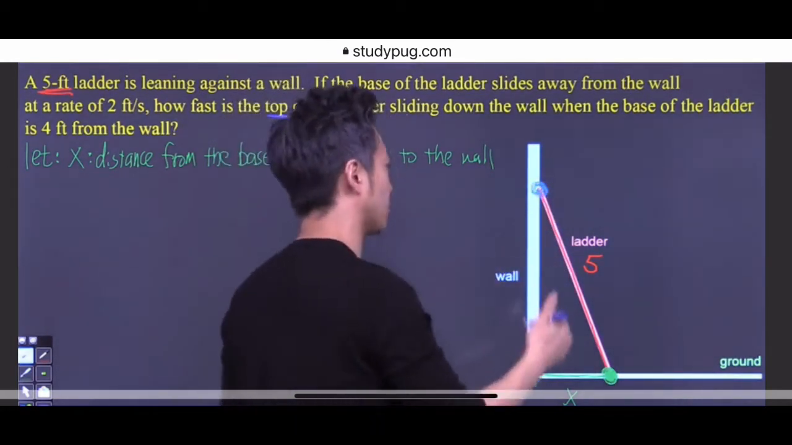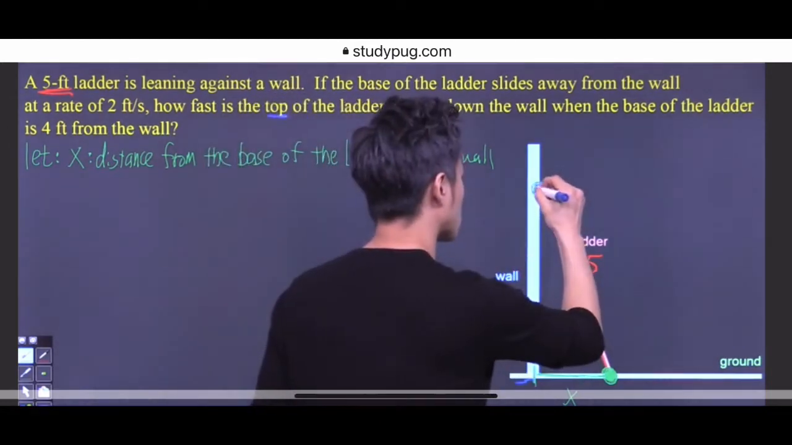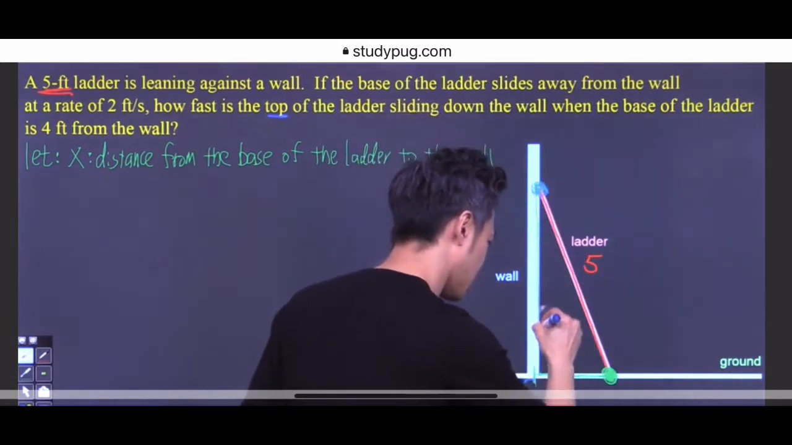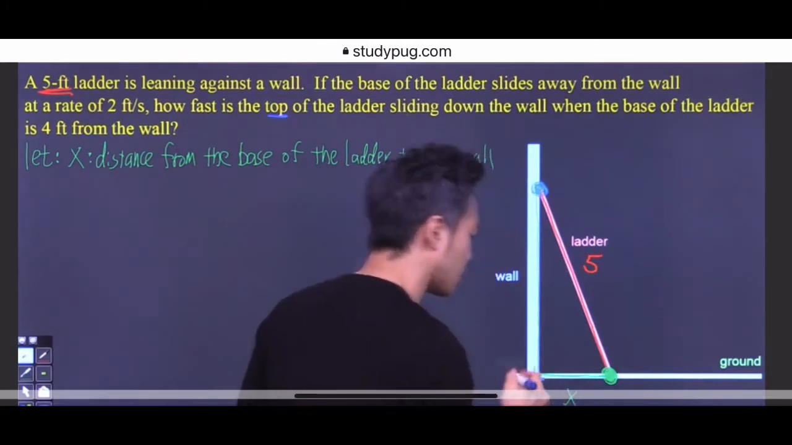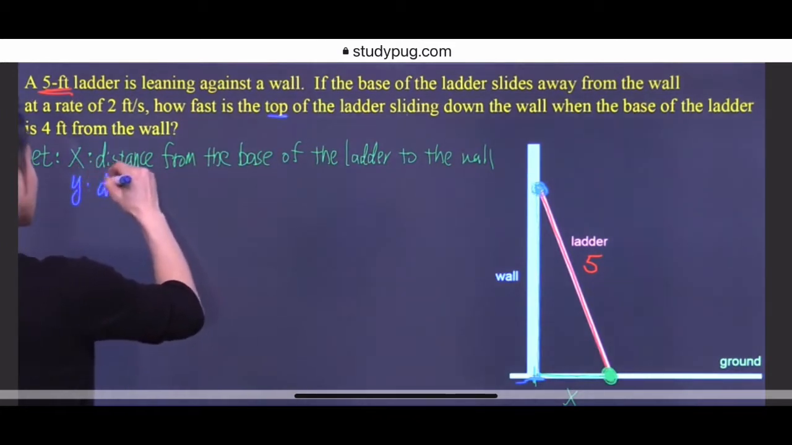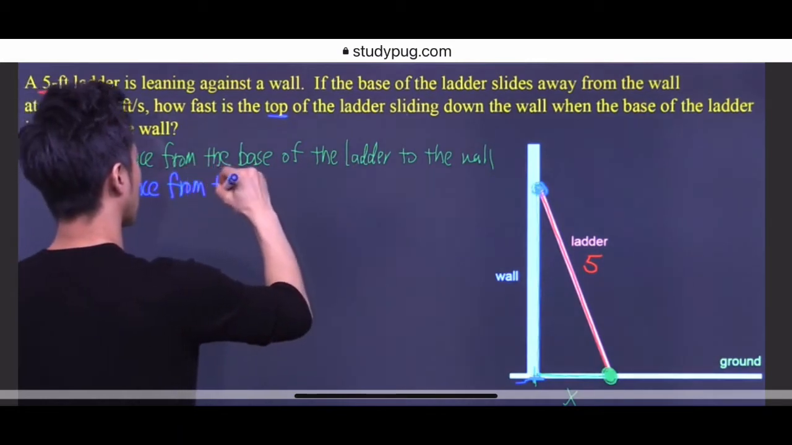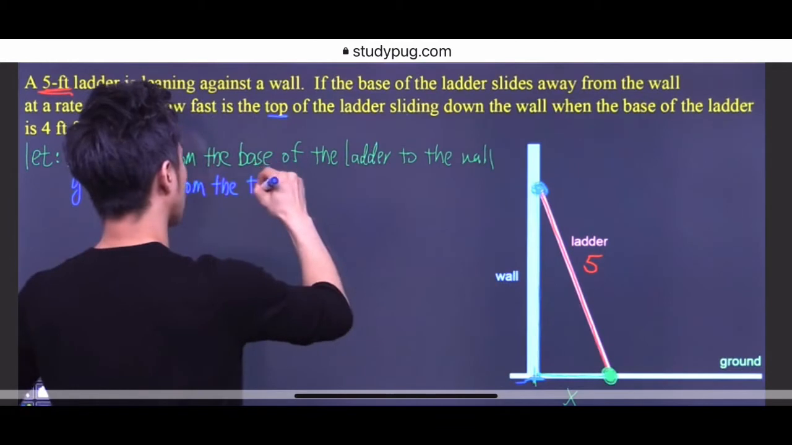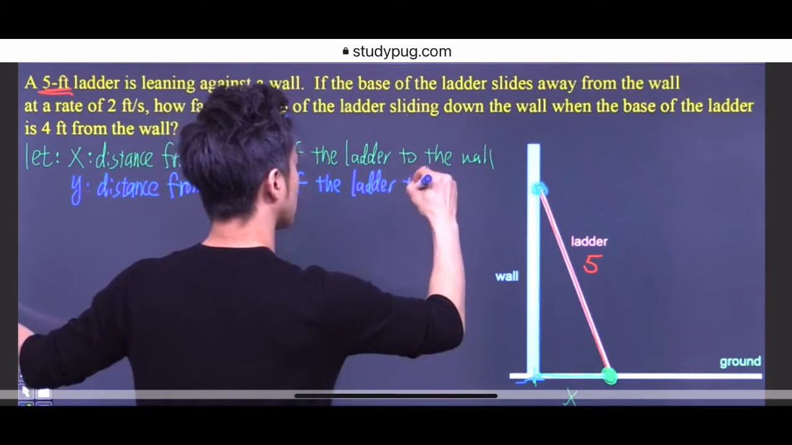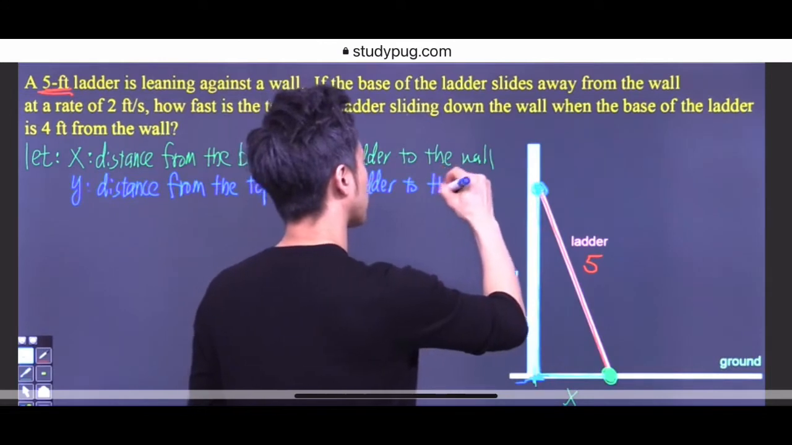Will decrease. So that's why at this point, let me add one more variable to our diagram to represent the distance between the top of the ladder and the ground, right? So we'll let y be the distance from the top of the ladder to the ground, right?